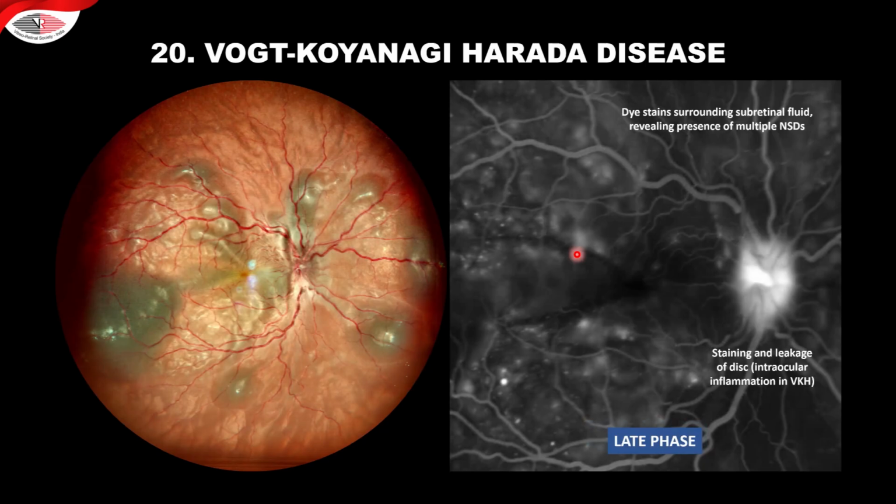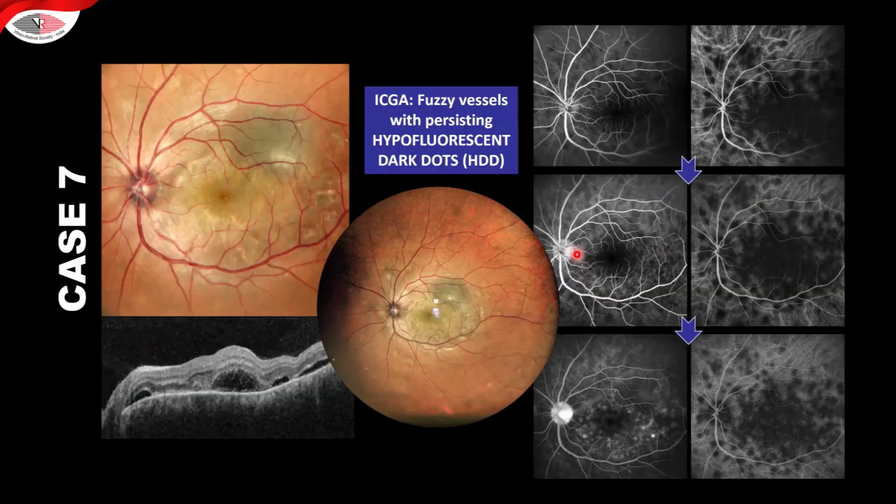The importance to distinguish it is much more, because in Vogt-Koyanagi-Harada, you need to give the patient high dose steroids, while if it's a multifocal CSR, you may be dealing with a patient who's sensitive to steroids and you need to actually stop the steroids. So these are the phases of the VKH that you see here: early hypo, late hyper with pinpoint type of lesions seen on the FA.